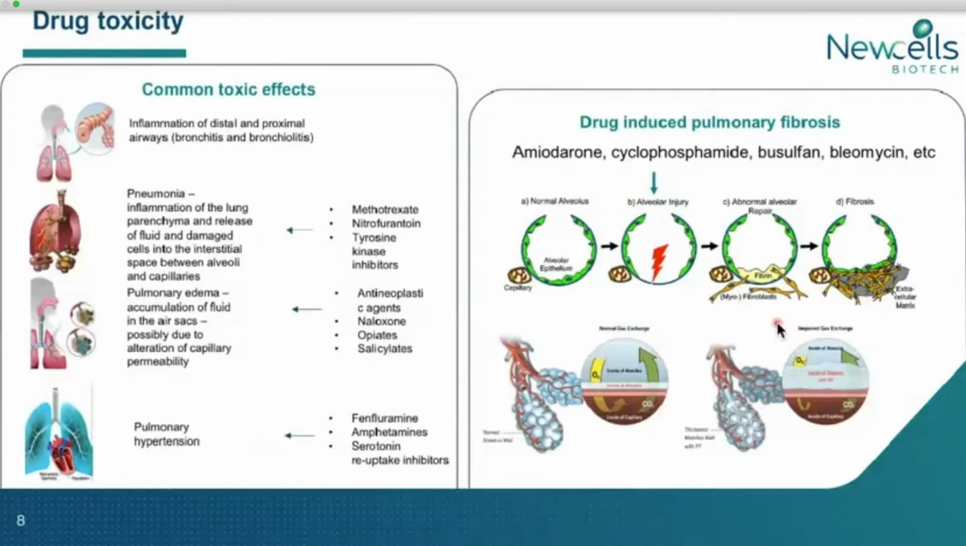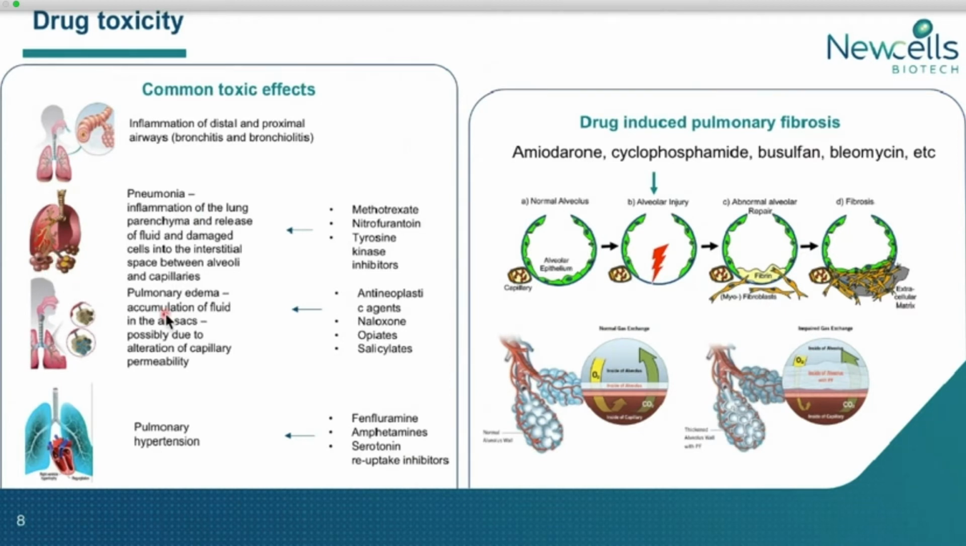Also, we're very interested in drug toxicity. In fact, this was our primary aim for building a lung model in the first place. For example, we know that drugs such as methotrexate and tyrosine kinase inhibitors are actually quite good at producing pneumonitis, drug-induced pneumonia. Basically, the inflammation of the lung parenchyma and release of fluid into the interstitial spaces between the alveoli, which interferes with the gas exchange capability of the lung.